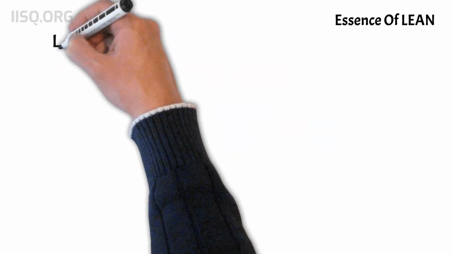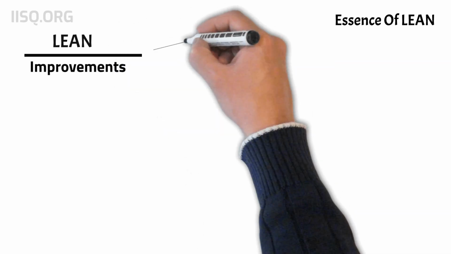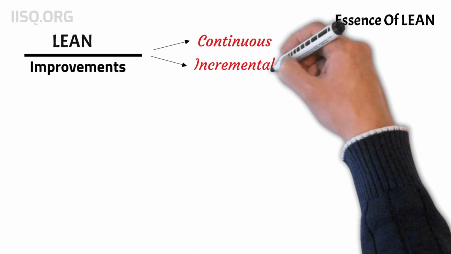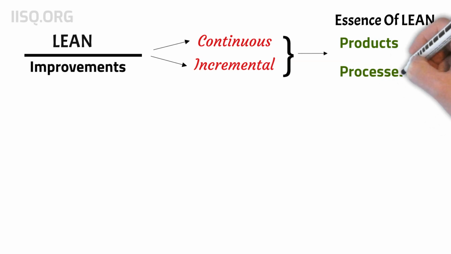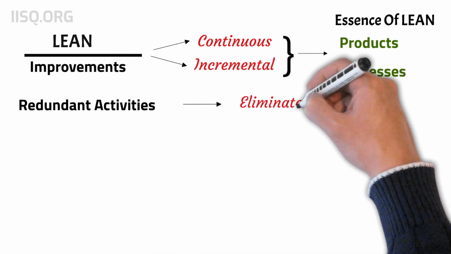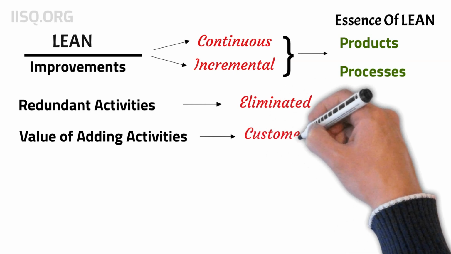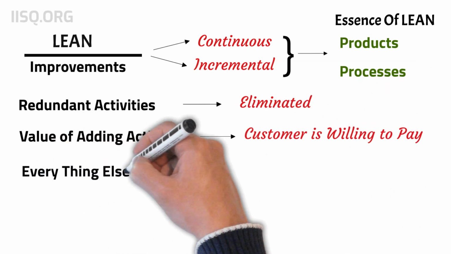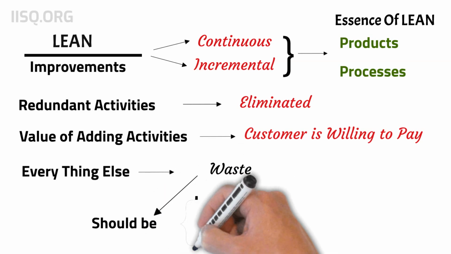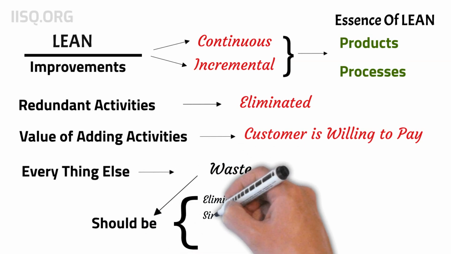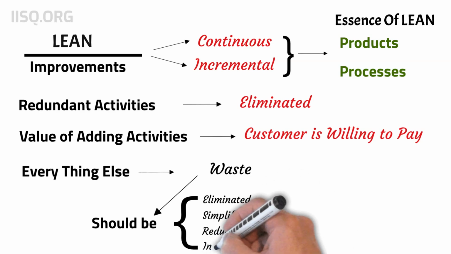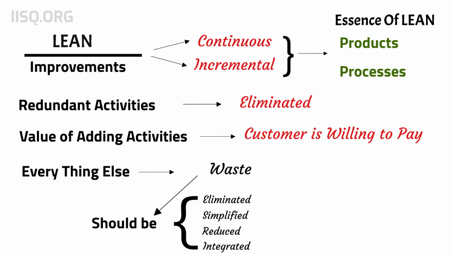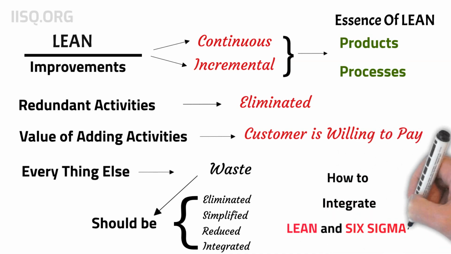In essence, lean is founded on the concept of improvements that is both continuous and incremental on the product and process, while the redundant activities are eliminated. The value-adding activities are simply only those things for which the customer is willing to pay. Everything else is a waste and should be eventually eliminated, simplified, reduced, or integrated. We shall discuss this lean aspect more in detail in the coming sessions. We shall discuss now, in brief, how to integrate both Lean and Six Sigma in an improvement journey.